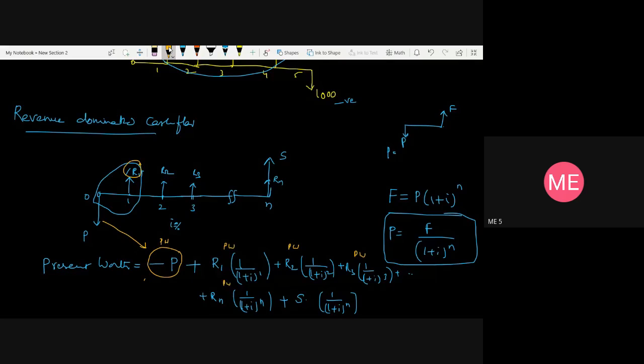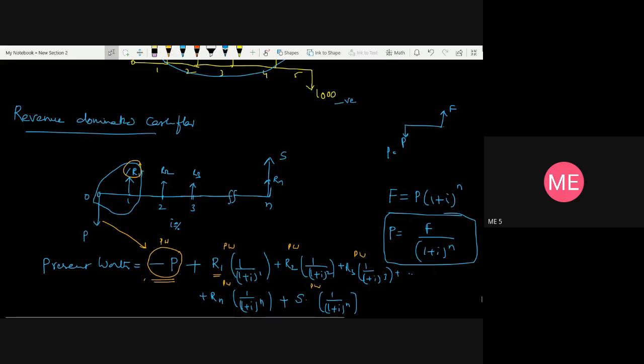So present worth values of each cash flow. We are calculating individually and then we are adding all these cash flows. That is how we are going to calculate the present worth amount.